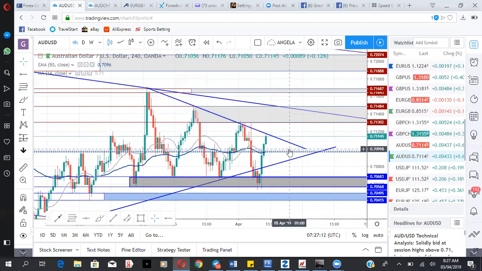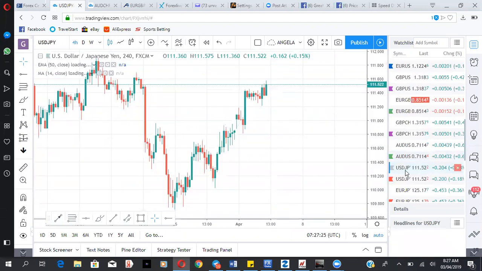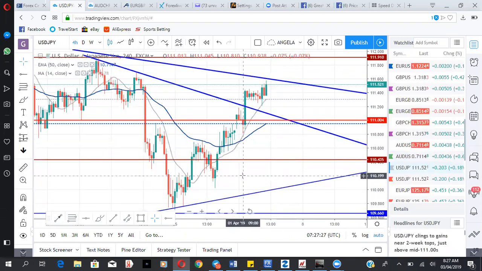So for the AUDUSD, if you ask me, I'll just say the pair is just ranging. That's just what he's doing. All you have to do is know where your range high is and know where your range low is. So the next pair we'll be looking at is the USDJPY.